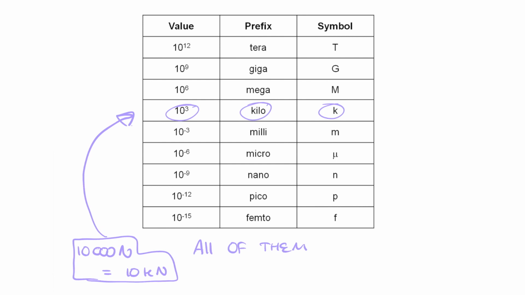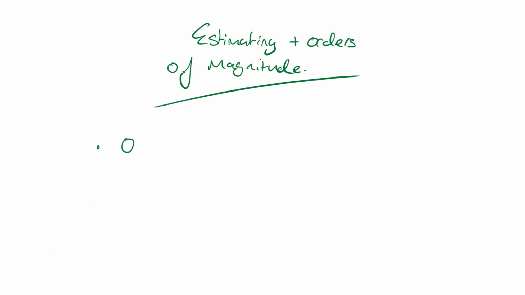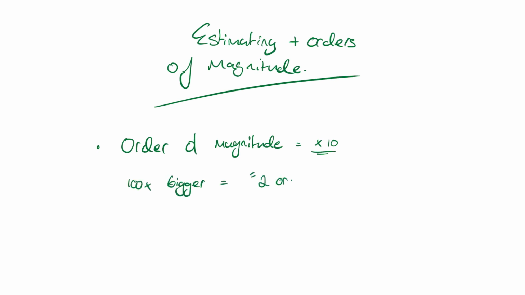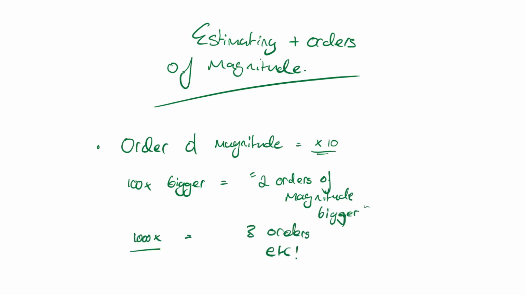Next up on the agenda is the concept of estimating physical quantities and orders of magnitude. First, let's deal with what the phrase order of magnitude actually means. Simply, it's a power of 10. A quantity is an order of magnitude larger than another if it is 10 times or about 10 times larger. Just as something 100 times bigger is 2 orders of magnitude larger, and 1,000 times bigger is 3 orders of magnitude larger.